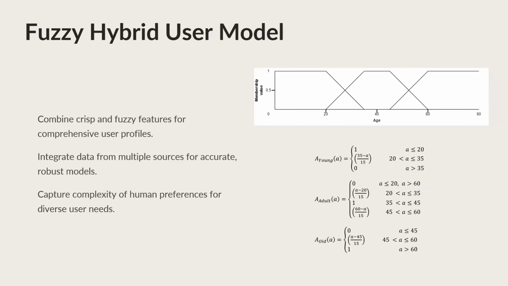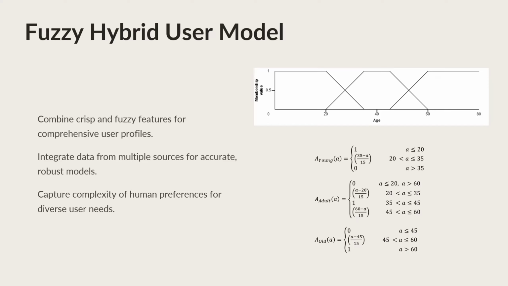To represent the diverse and nuanced preferences of users, we turn to fuzzy sets and membership functions. Unlike traditional crisp sets, which classify elements as either fully in or out of a set, fuzzy sets allow for partial membership. This flexibility is essential for modeling subjective concepts like young or rich, where the boundaries are fuzzy. Membership functions assign a degree of membership to each element, allowing us to capture the uncertainty inherent in human preferences.